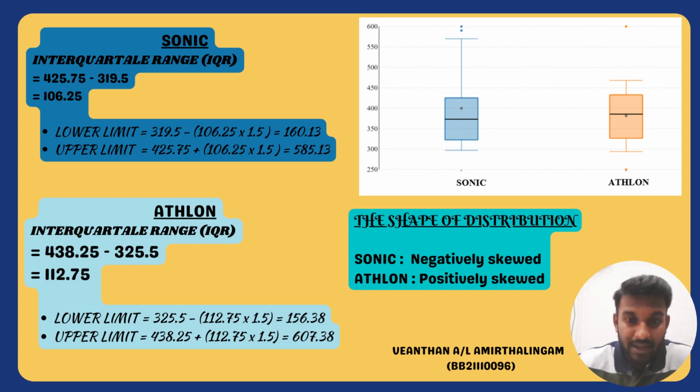After finding the lower limit and upper limit for Sonic, the outliers form outside the range of 160.13 and 585.13. Whereas for Athlon, the outliers form outside the range of 156.38 and 607.38. So the shape of distribution for Sonic is negatively skewed and the shape of distribution for Athlon is positively skewed.